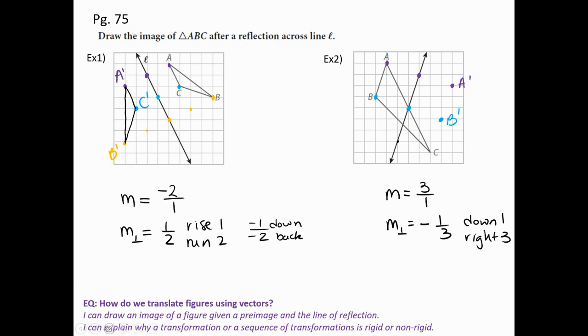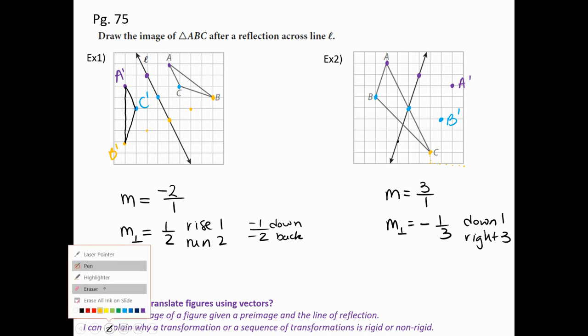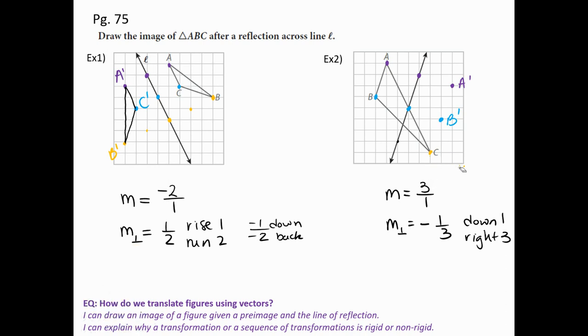And then C is going to be a little bit funny. When I try to do this, if I try to go down 1, run 3, I'm not going to make it to the line of reflection. So I kind of have to do that backwards version of the slope again. So instead of down 1, right 3, I'm going to go up 1 and left 3. So up 1 and left 3, that gets me to the line of reflection. And then I would copy that again, up 1 and left 3, and there is my C prime.